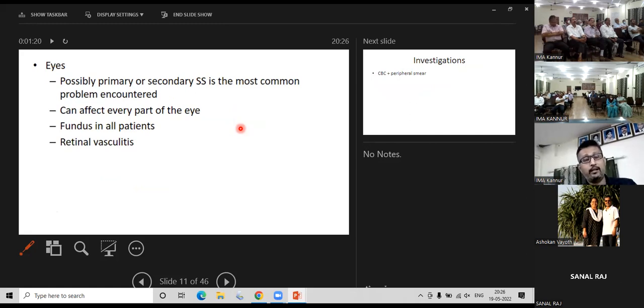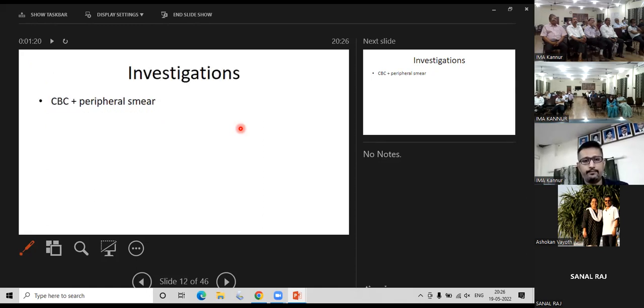These connective tissue diseases can affect every part of the eye, from front to back, and sometimes when there is posterior compartment involvement, possibly you might not see much symptoms anteriorly. Fundus in all patients should be looked at, and retinal vasculitis should not be missed.